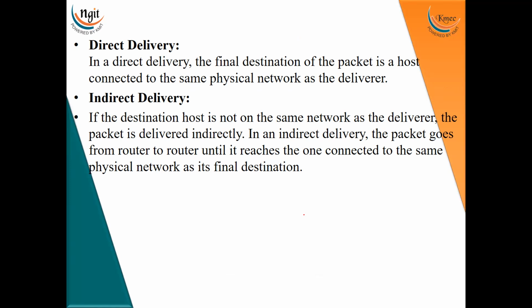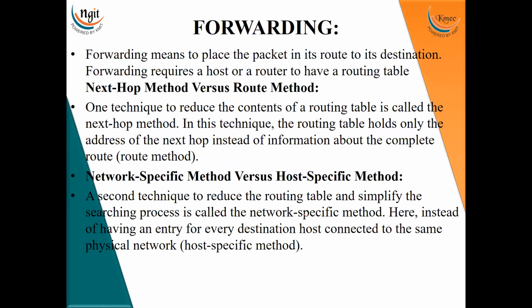In an indirect delivery, the packet goes from router to router until it reaches the one connected to the same physical network as its final destination. And what is meant by forwarding? Forwarding means to place the packets on their routes to their destination. Here, forwarding requires the host or a router to have a routing table. In this, we have the first method, the next hop method versus the route method, and another method, the network specific method versus the host specific method.